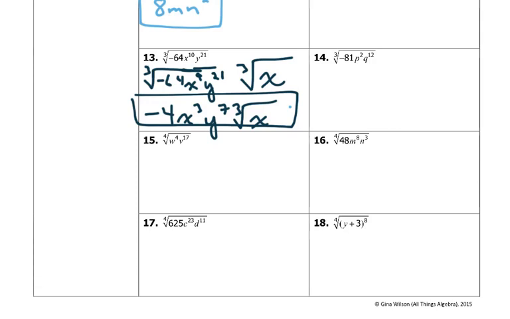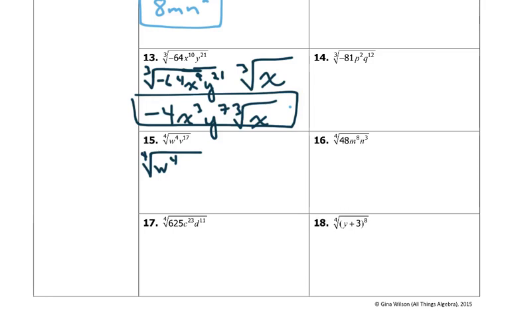Next one here. It's the 4th root of w to the 4th and v to the 17th. Okay, so is w to the 4th a perfect 4th? Yes, it is. It's a multiple of 4. So again, I'm going to put all my perfect ones over here. So this is going to be w to the 4th.